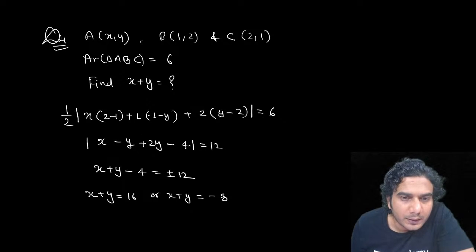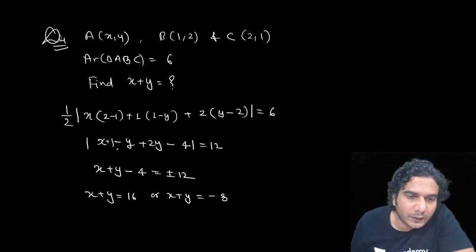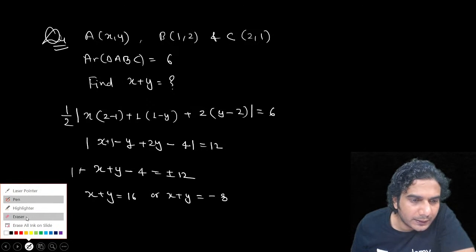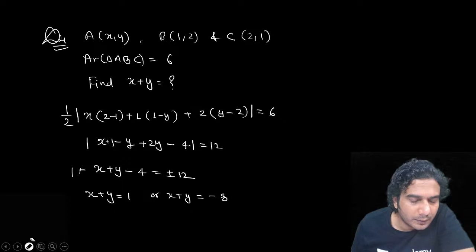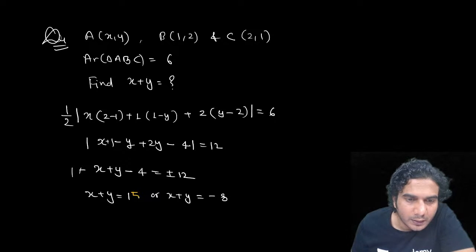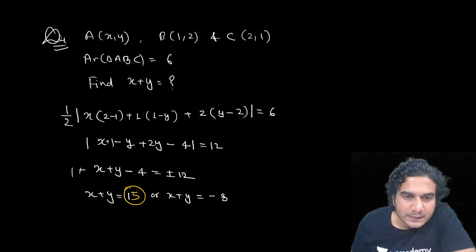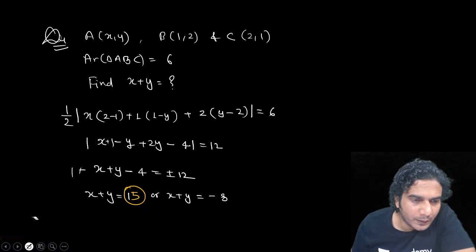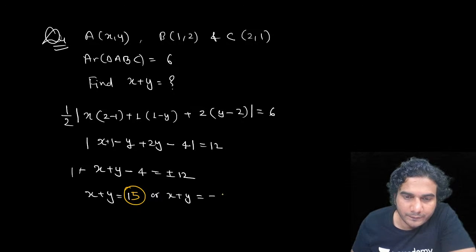Oh, we missed 1. So this 1 into 1 was 1. So it was x plus 1 minus y. So plus 1 will also be there. And if 1 is there, then it is going to be 15 finally. So if we take plus sign, it is going to be 15. This was a calculation error. And if you take minus, minus 12 plus 3 is 9. So this number is going to be 9. So these are the answers. So values of x plus y will be either 15 or minus 9.